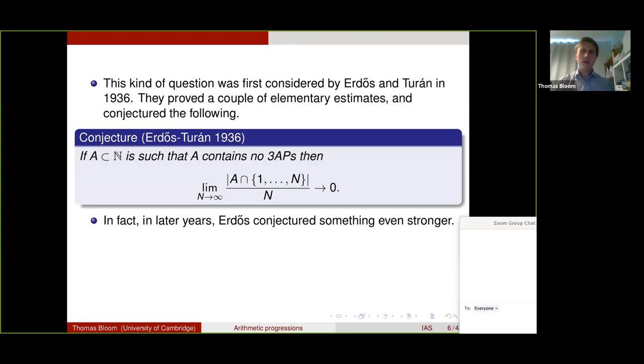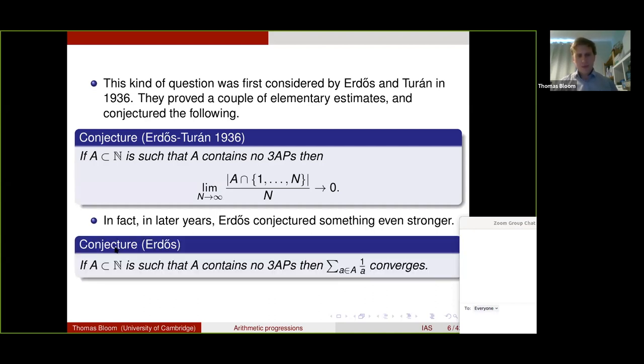In later years, Erdős conjectured something even stronger. So he conjectured that if A is such that it contains no three-term progressions, then not only does it have density zero, but in fact the sum of the reciprocals converges, which is much stronger. This is roughly equivalent to saying that this density function, the size of A intersect 1 up to n divided by n, must be little o of 1 over log n for the sum of the reciprocals to converge.